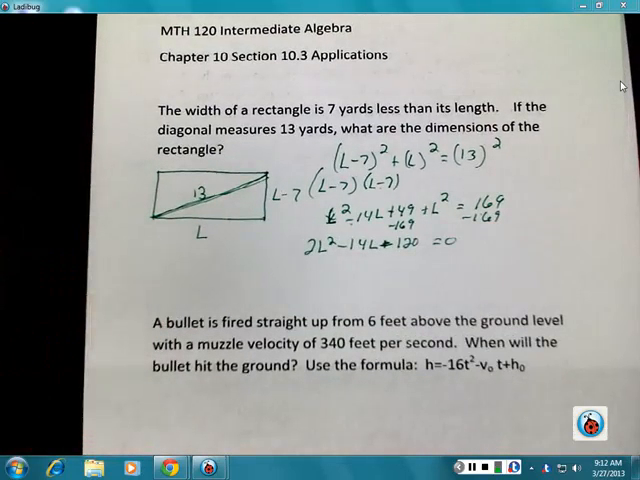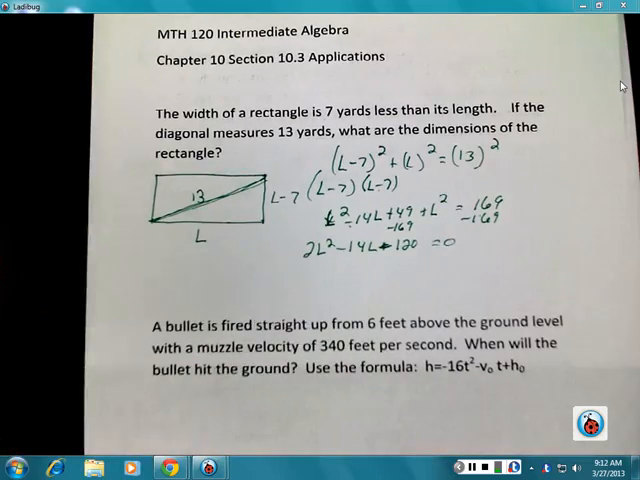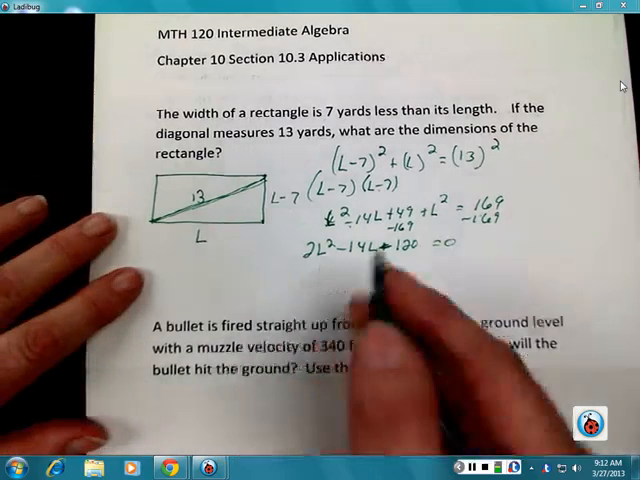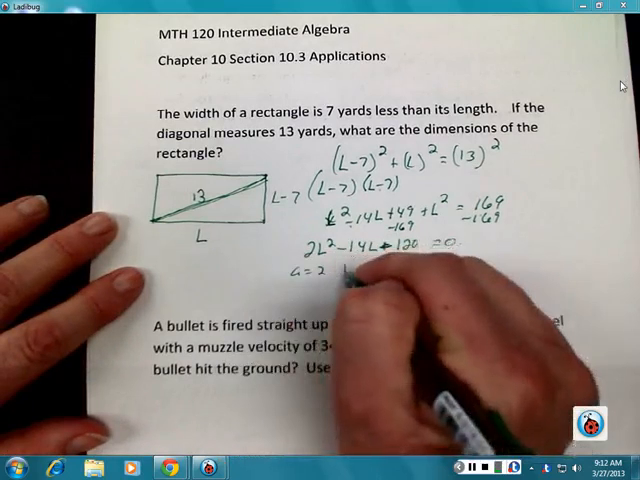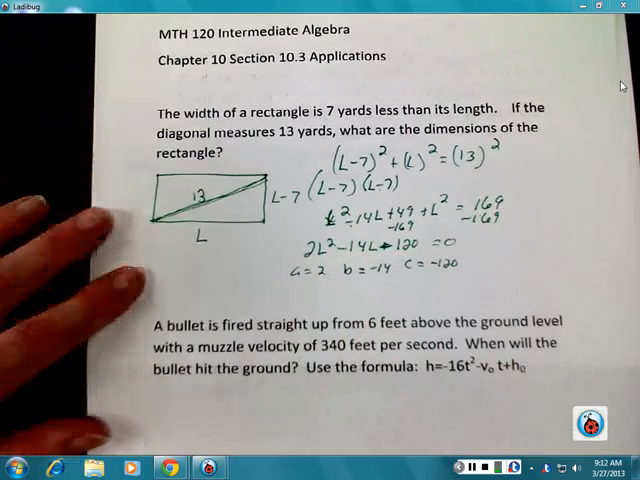So now I have a quadratic equation, and I have some choices I can make. One choice is that I could factor it, but I don't think it's going to factor very well. I could complete the square, which is not bad, because I can divide everybody by 2 and do it that way. Or I can use the quadratic formula, and most likely you guys are going to pick the quadratic formula, because it makes it a whole lot easier. So A is 2, B equals a negative 14, and C equals a negative 120.